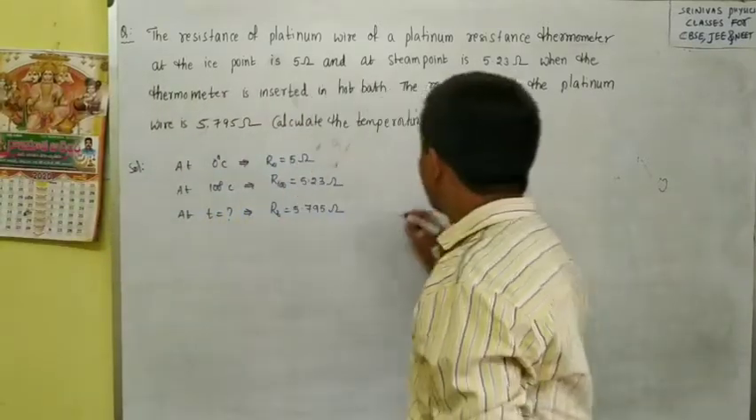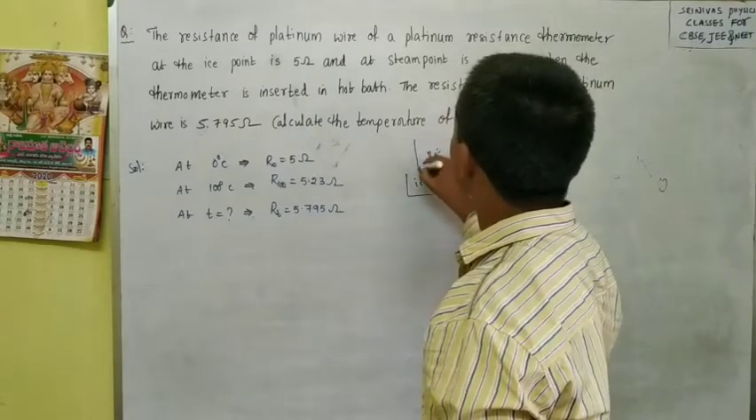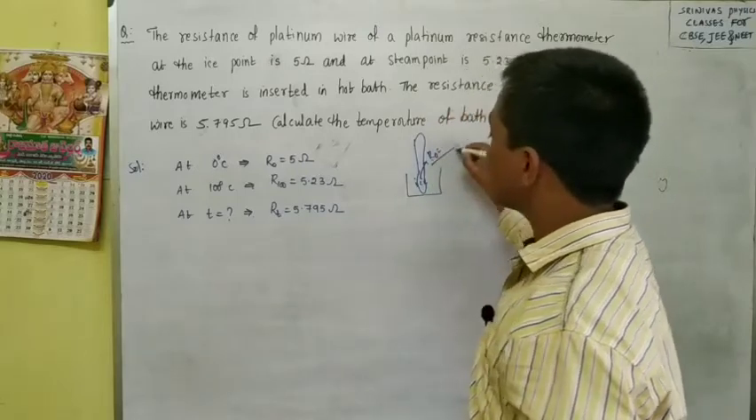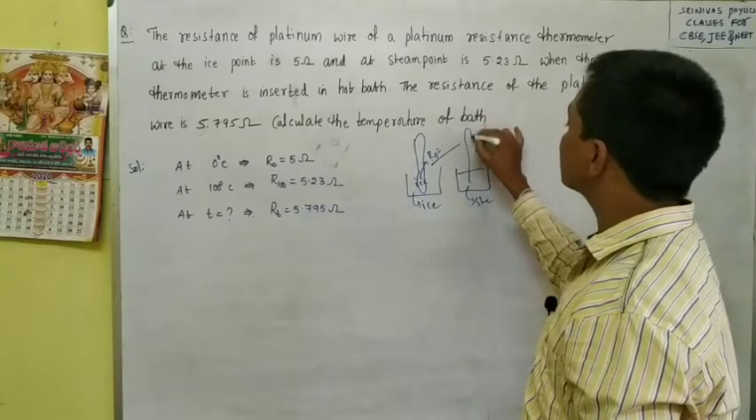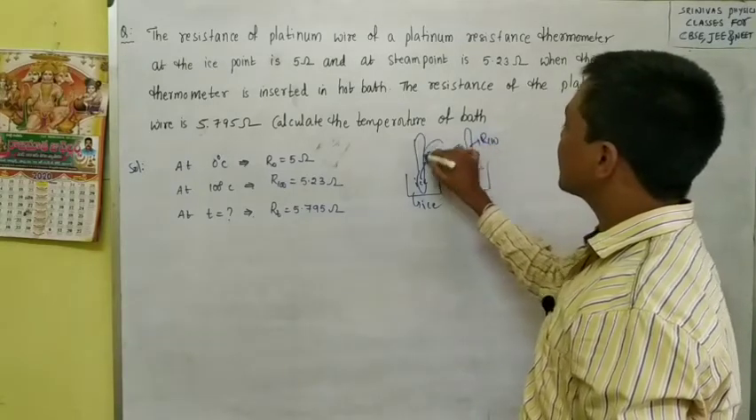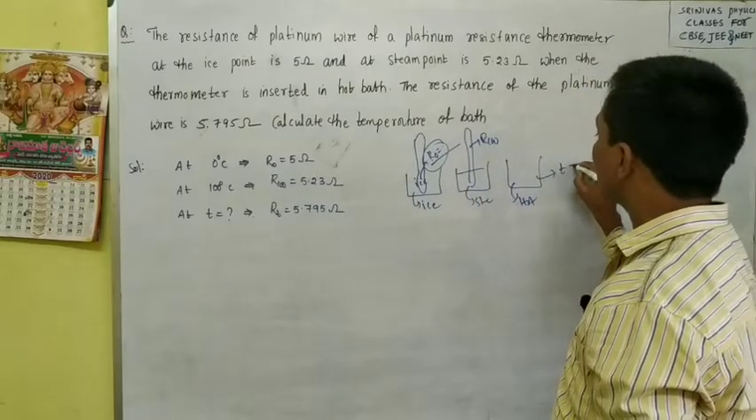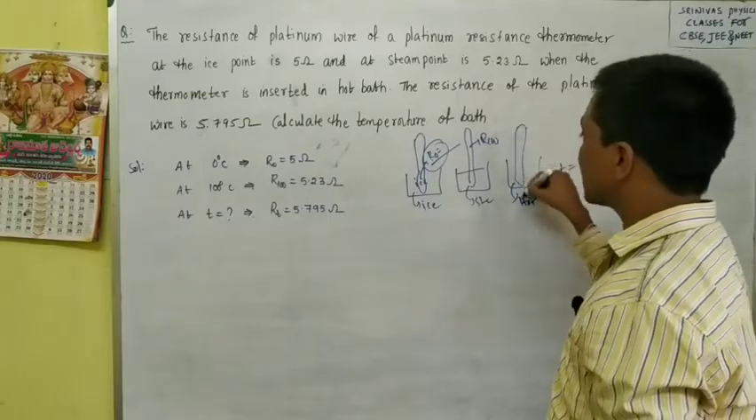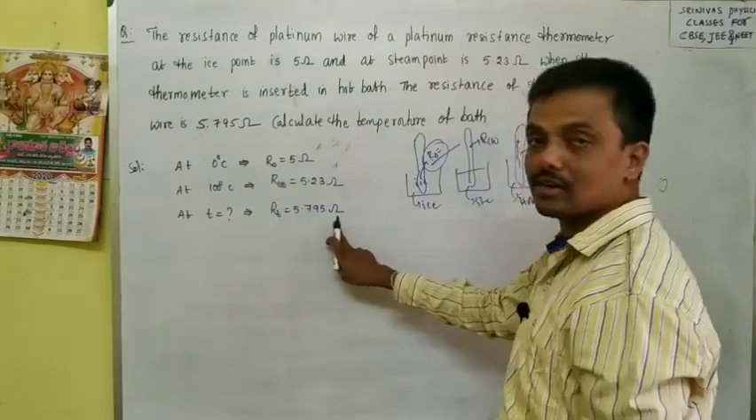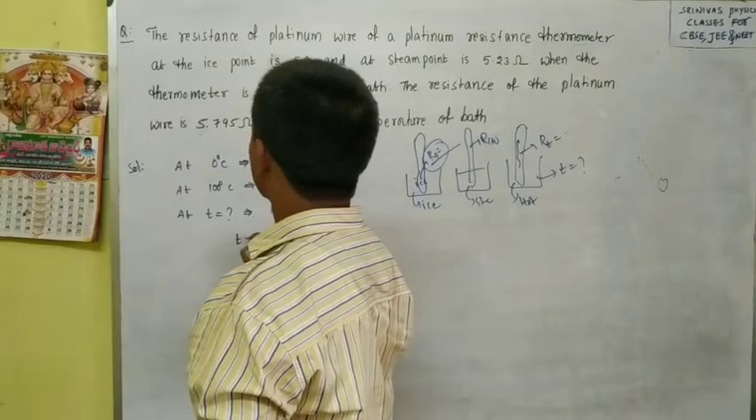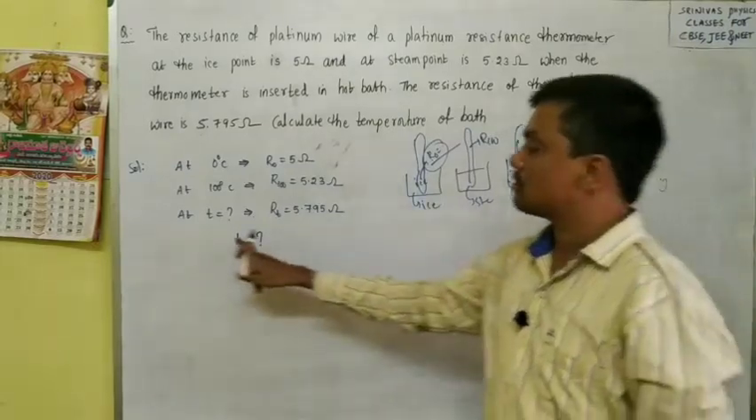Firstly, in ice the thermometer resistance they give. Okay, this is ice. And next, at the steam point also they give the resistance, that is R100. And at the ice point R0 they give. And some hot water, its temperature we don't know. They kept the thermometer in this also, and now the resistance they gave at T degree Celsius is 5.795. Based on this, at what temperature? The temperature of the hot water bath we are required to find out.